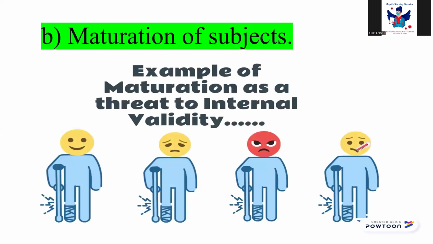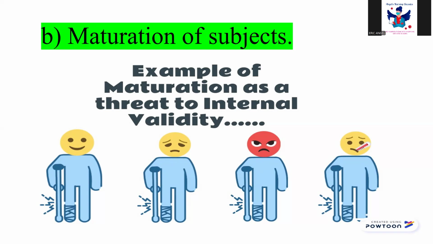Second, maturation of subjects. When experimental research is carried on for a long period of time over a group of subjects, there may be changes in the subjects in different ways. Like in children, there is increase in height, weight, and so on. So maturation is a threat to internal validity.